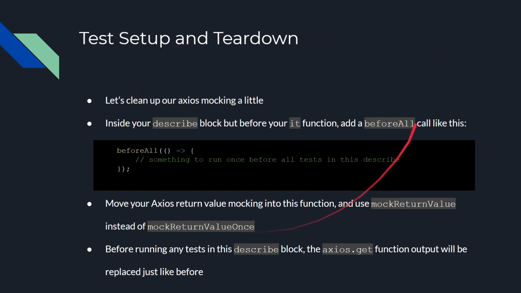So let's go ahead and use this. We're only doing a unit test, but let's go ahead and use this before all, just as kind of an example. So if we go back to our unit test where we mock Axios, inside your describe block, but before your test itself, go ahead and add this before all. And move your Axios mocking into that block. And the functionality will be the same, basically.